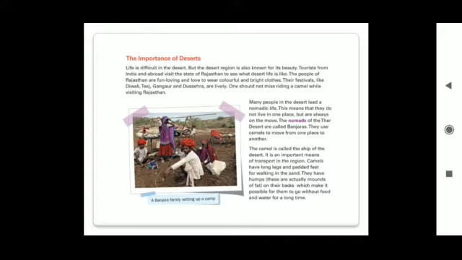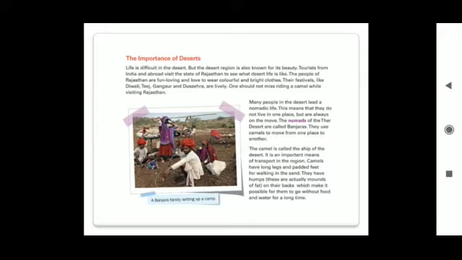So obviously life is going to be difficult. But the desert region is also known for its beauty. Tourists from India and abroad visit the state of Rajasthan to see what desert life is like. People not only from India but also from abroad come to visit many places in Rajasthan to see the desert life, how it looks. The people of Rajasthan are fun loving and love to wear colorful and bright clothes.